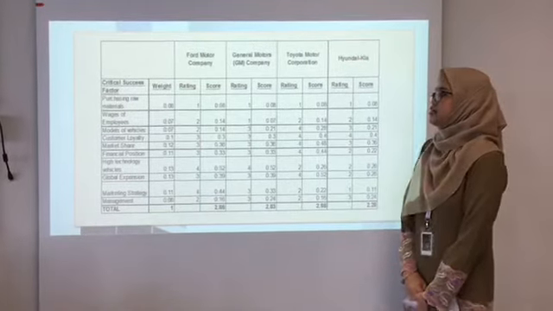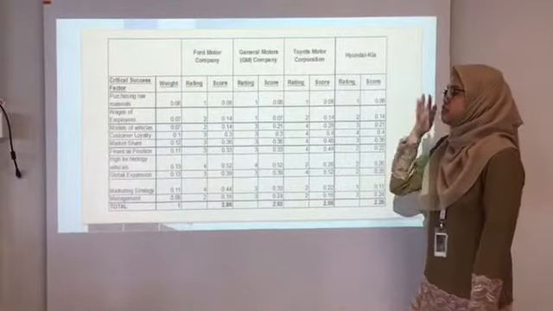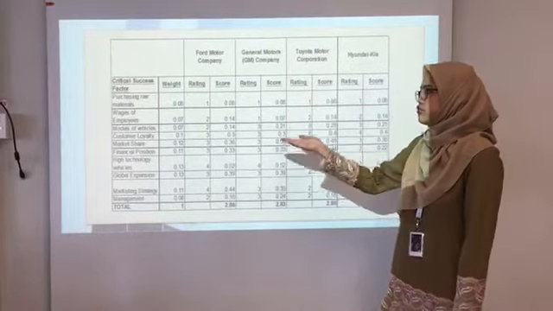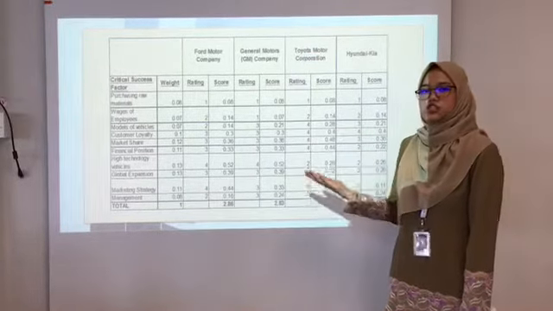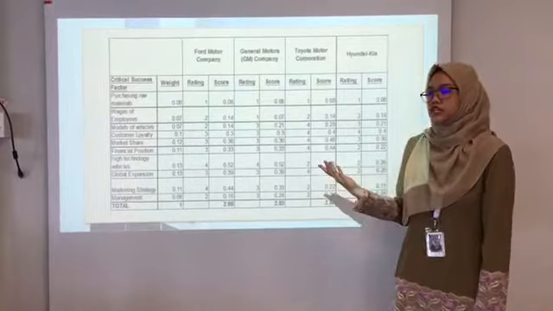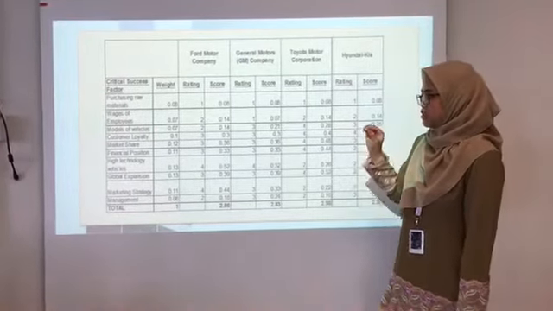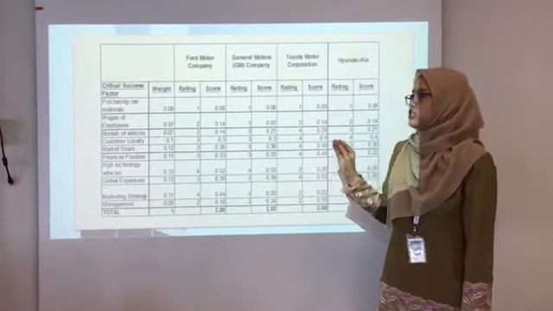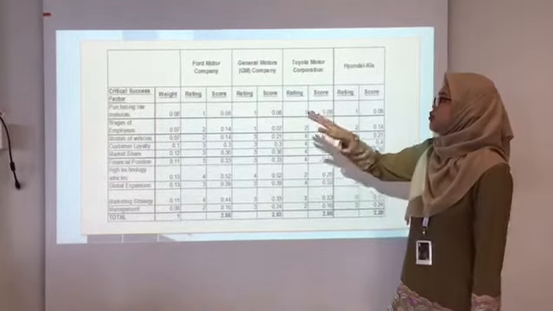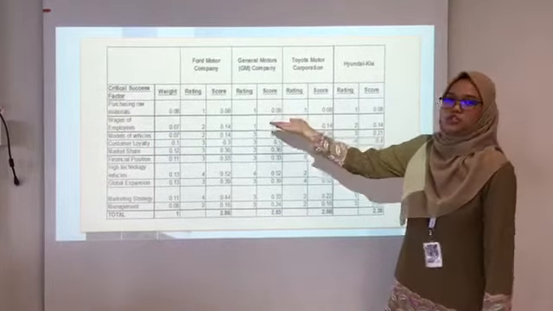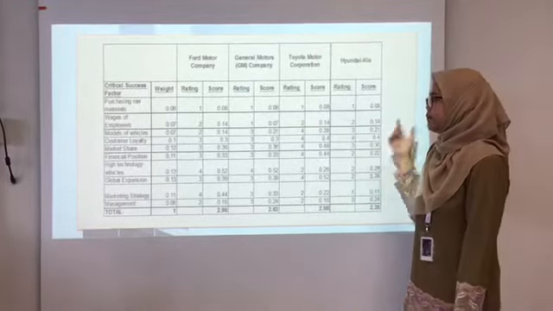Here are the critical success factors that we find in the Ford Motor Company, which first consist of purchasing raw material, wages of employees, models of vehicles, customer loyalty, market share, financial position, high technology vehicle, global expansion, marketing strategy, and management. It totals 11 critical success factors that we could find in the Ford Motor Company with their competitors, which are General Motors Company, Toyota Motor Corporation, and also Hyundai, Kia.